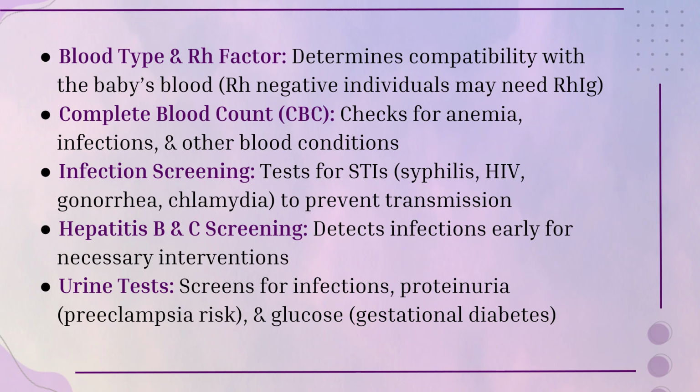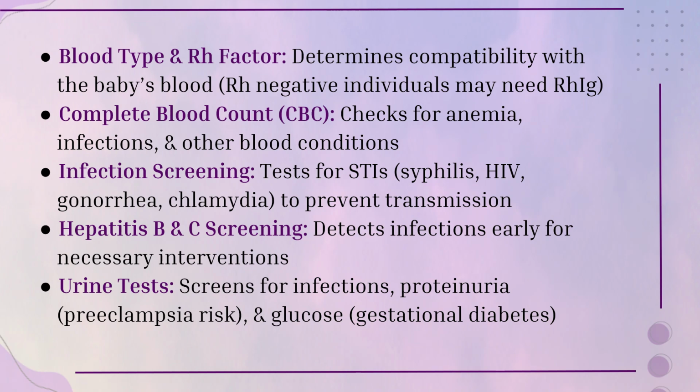CBC is a complete blood count, typically checking for anemia, infection with white blood cells, and other blood conditions. Infection screenings: all over the country there are different panels they'll do for STIs, but the core ones are syphilis, HIV, gonorrhea, chlamydia, and the goal is to prevent transmission of infection from the mother to the baby. Hepatitis B and C is pretty standard across the country, to detect infections early and to make sure during the pregnancy and birth about the interaction with the baby and exposure risk.